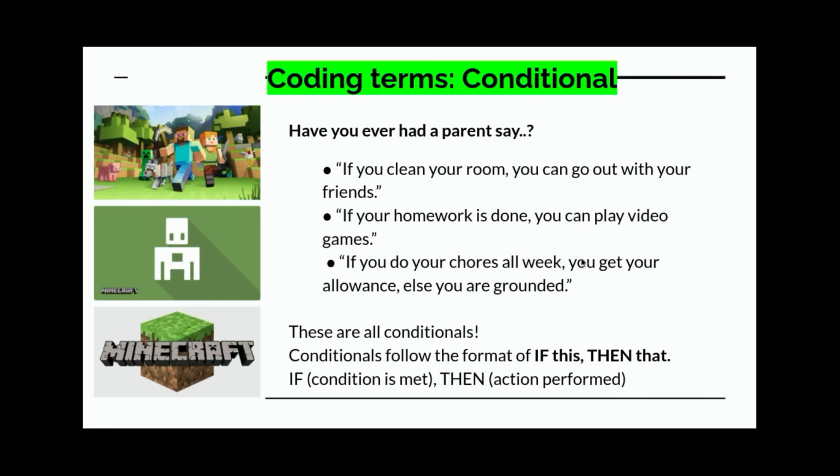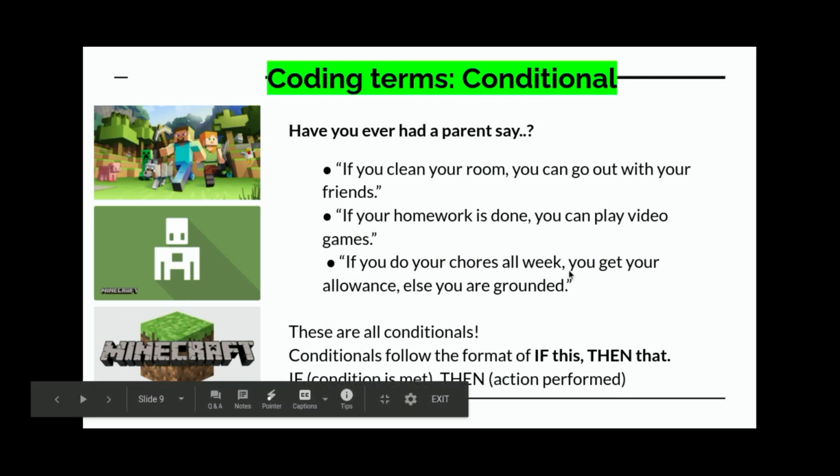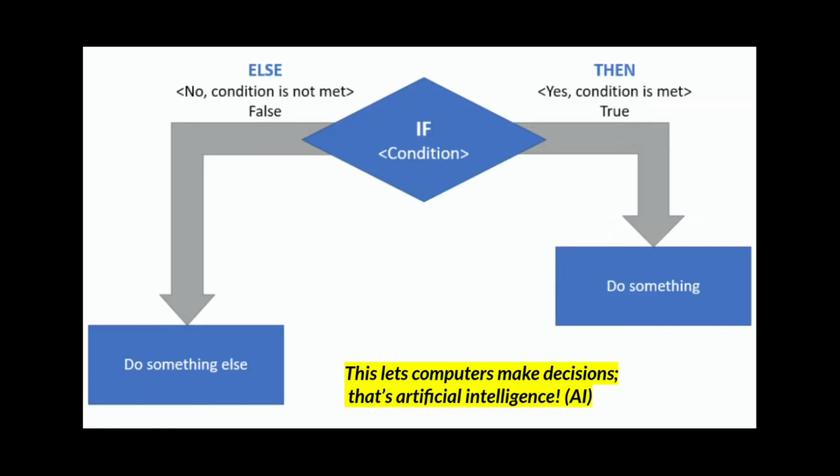If you do your chores, then you get your allowance. If you don't do your chores, then you are grounded. Okay, there's something that'll happen if it's true, and there's something that'll happen if it's false. And those are all examples of conditionals. Conditionals follow the format of if this happens, then that. Okay, so again, it's sort of like an event handler, but with two paths.